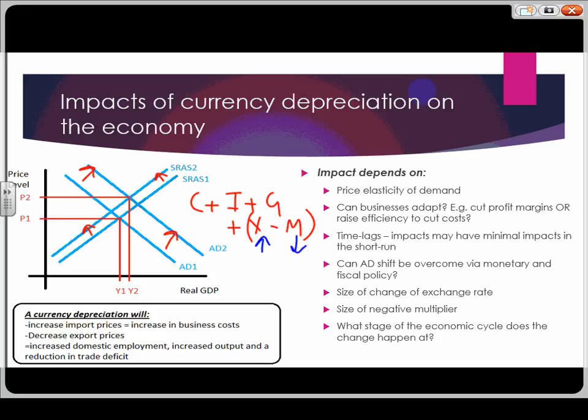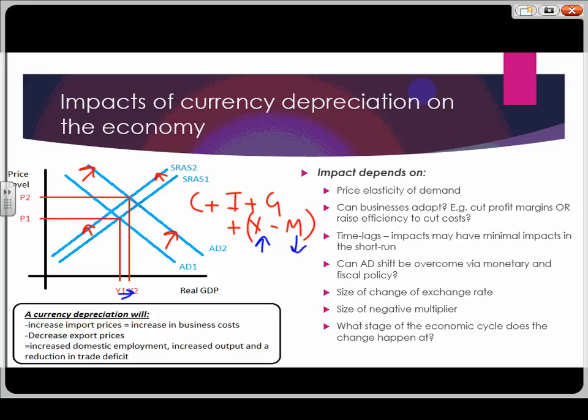So there you go, a big benefit for the UK economy. It should lead overall to an increase in output, so real GDP would increase. Increased domestic production will also create more jobs in Britain, and it should hopefully lead to a lower trade deficit.